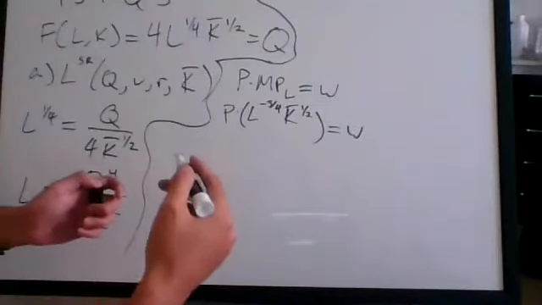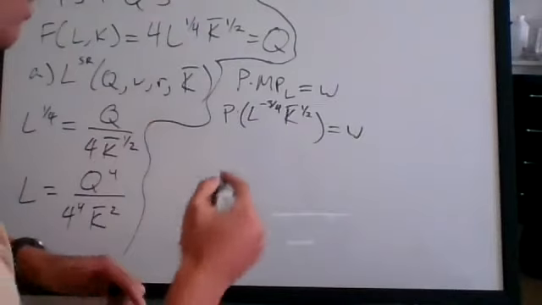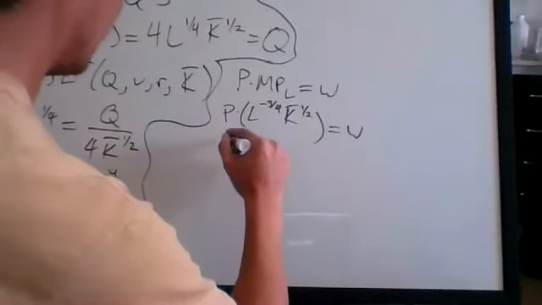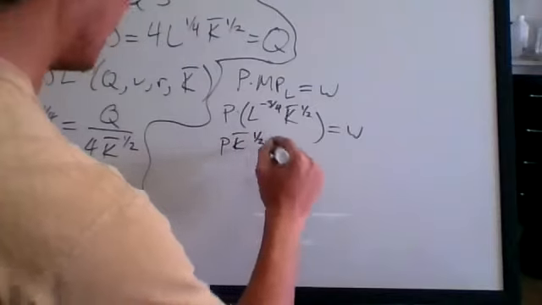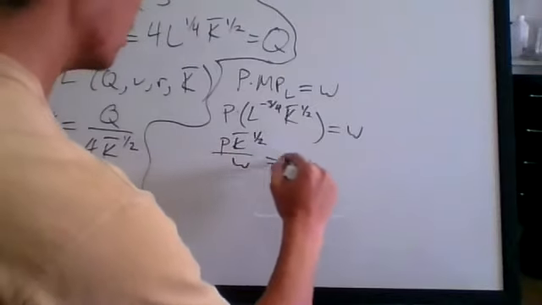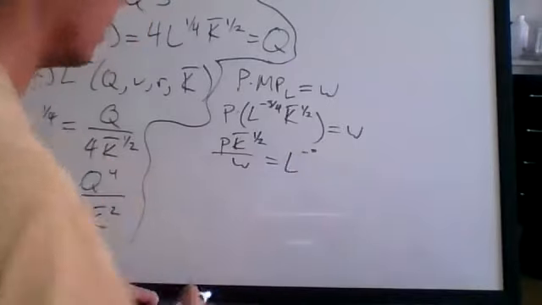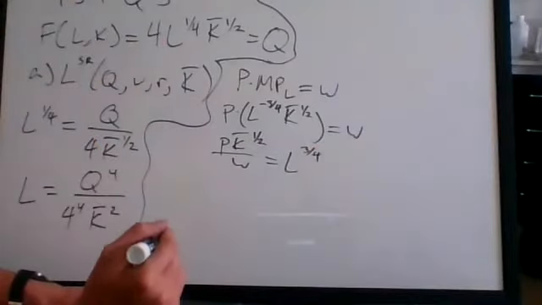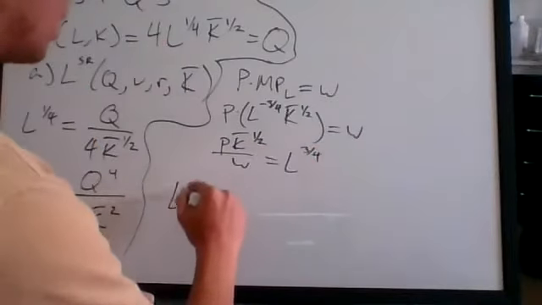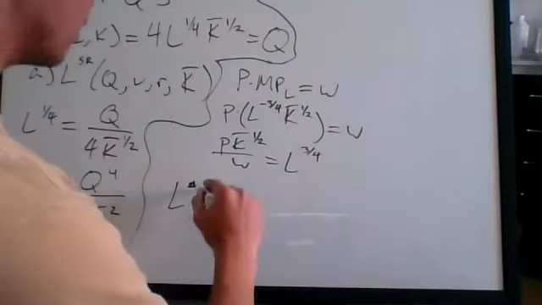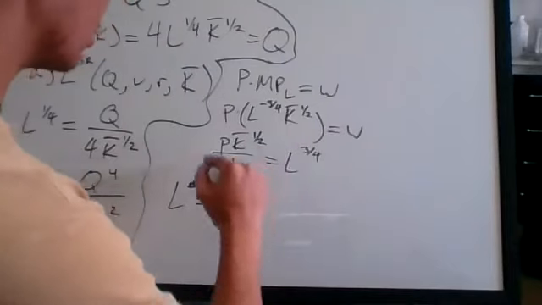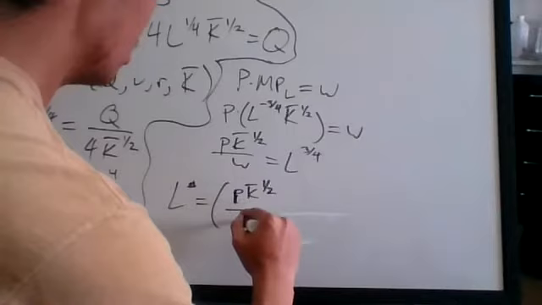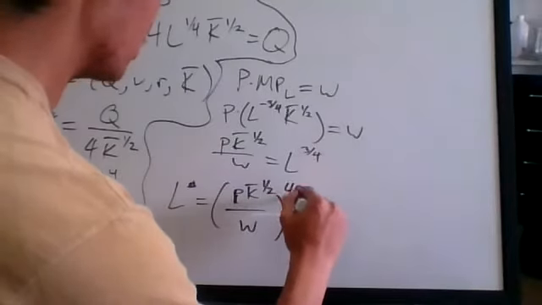What am I going to do? I'm going to move this to this side and move this to this side, okay? So I have P times K bar to the 1/2 over W is equal to L to the 3/4. And so my optimal level of labor is going to be equal to this whole term, P times K bar to the 1/2 over W, to the 4/3.